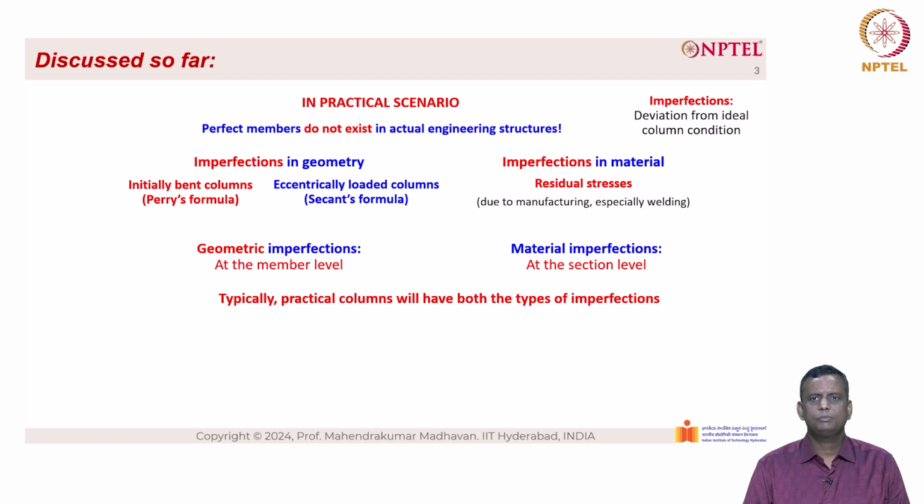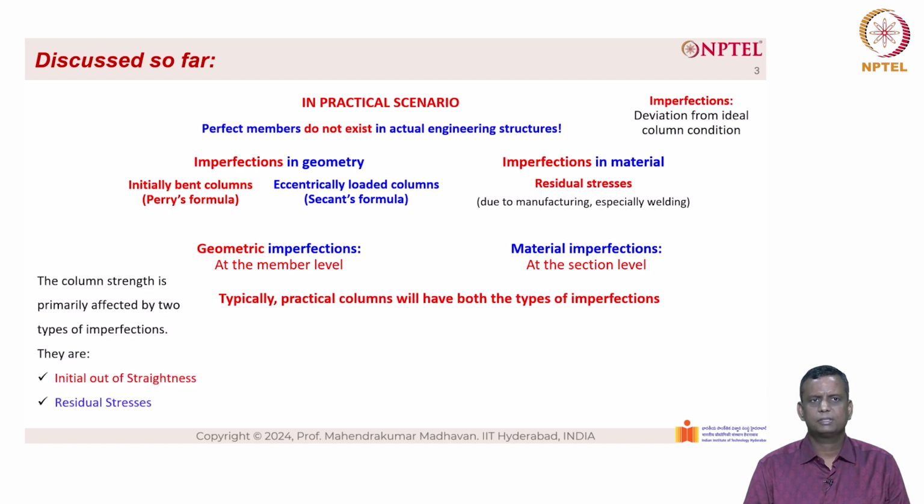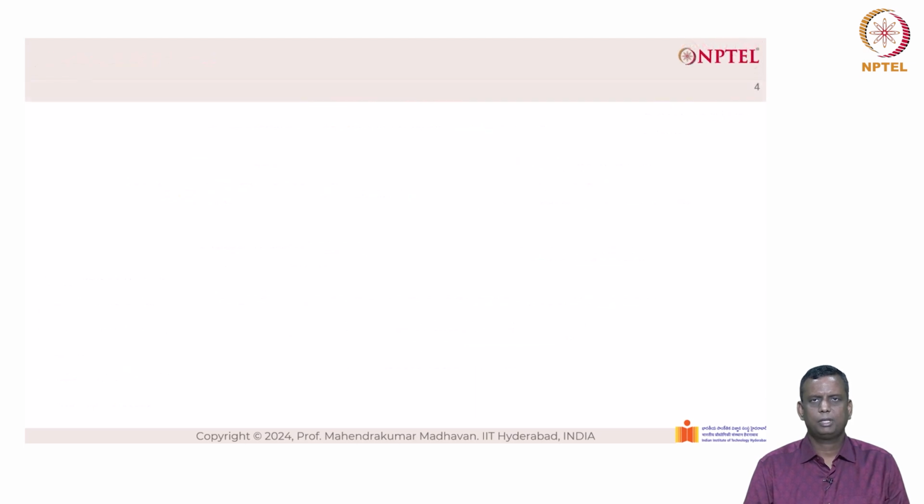Typically, practical columns will have both types of imperfections. So, the column strength is primarily affected by two types of imperfections: initial out-of-straightness as well as residual stress. The approach which combines both of them is the Perry-Robertson approach. Now, let's look at the Perry-Robertson approach.